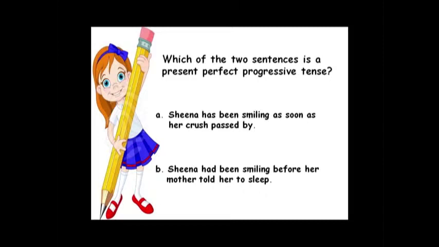In sentence A, the action was already happening at some point in the past, but not yet completed, and still happening in the present, and will continue up to the future. In sentence B, the first action was already happening at some point in the past, at the same time completed because of the second action. Therefore, it is past perfect progressive tense. So if your answer is letter A, then you are definitely correct.